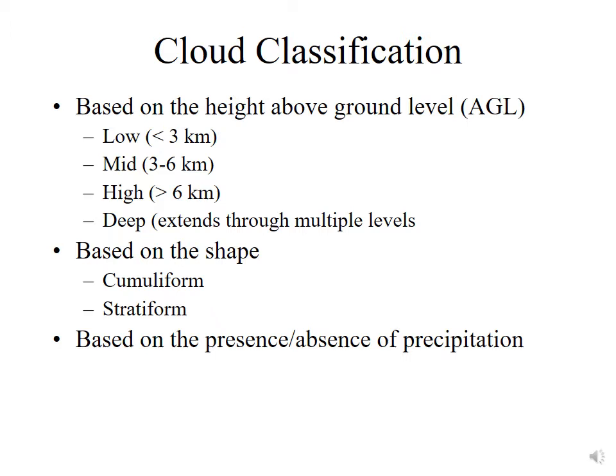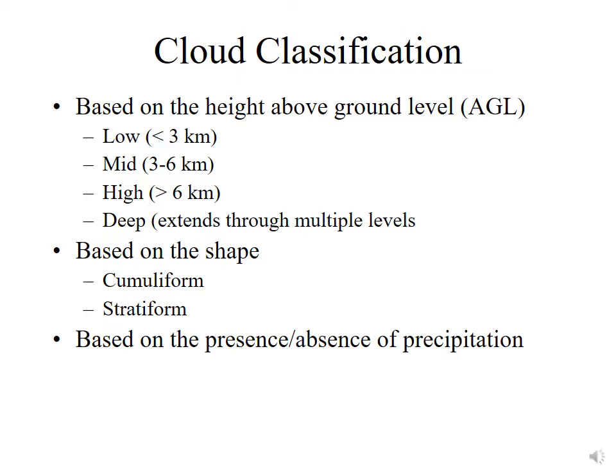So the cloud classification is based upon the visual observations of the clouds. And the two most obvious visual observations associated with these clouds are the height above the ground and the shape, whether it be cumuliform or stratiform. A tertiary cloud classification is whether or not the cloud happens to be precipitating.